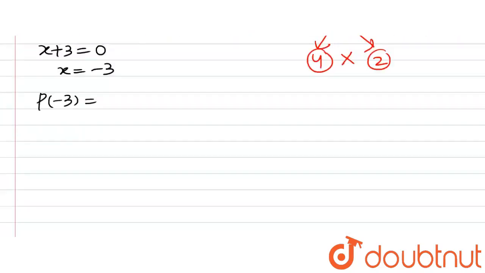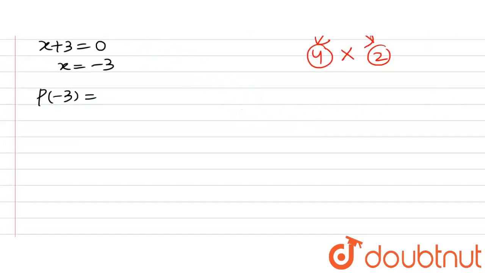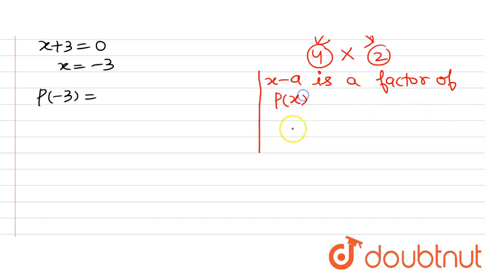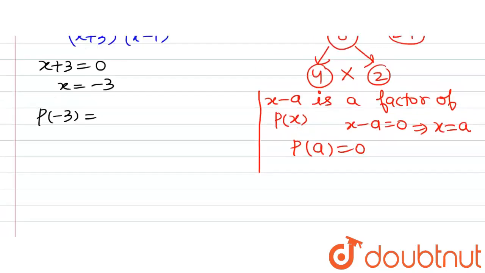What we are doing here is that if we want to prove that x minus a is a factor of a polynomial in x, then we need to show that p(a) is equal to 0. What is a? x minus a equals 0 will give us a. So equate the factor to 0, find the value of x from there, put that value of x in the polynomial, and if it comes out to be 0, then x minus a is a factor of the polynomial. So this is what we are going to do.